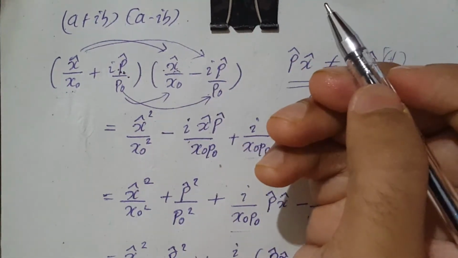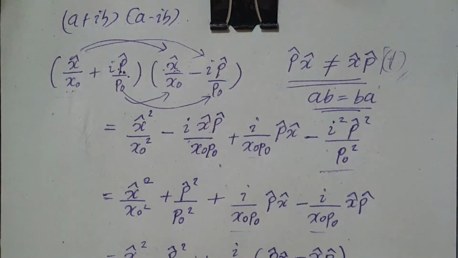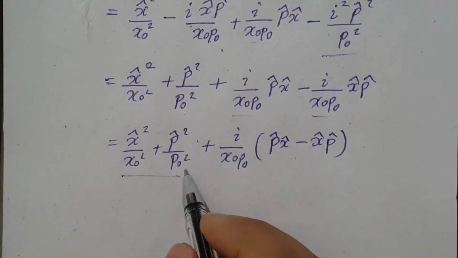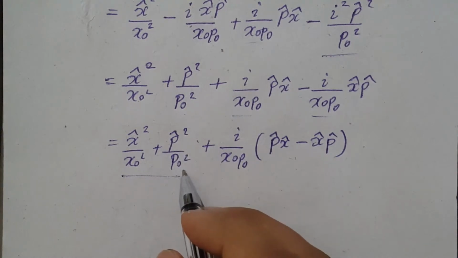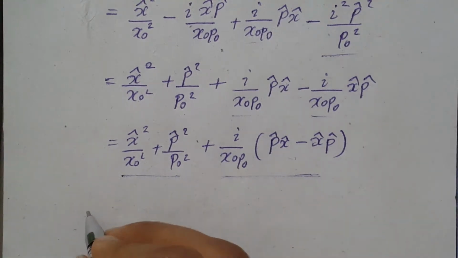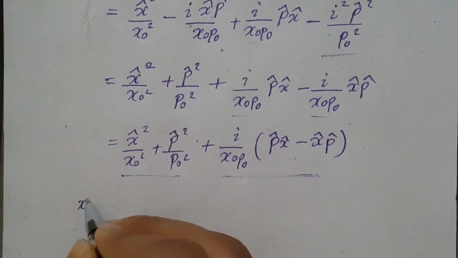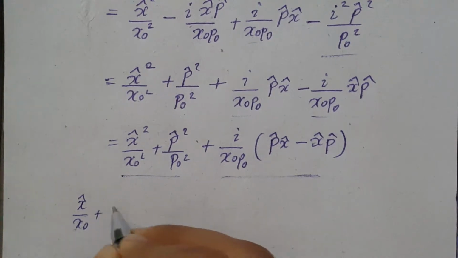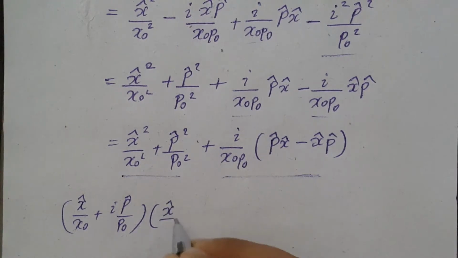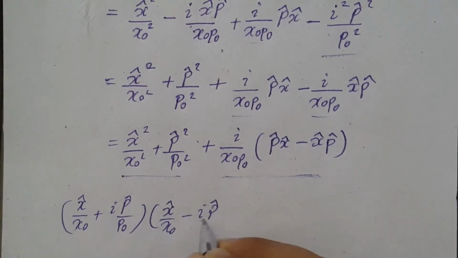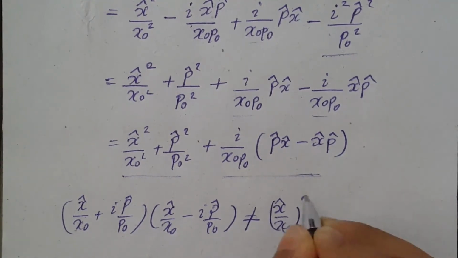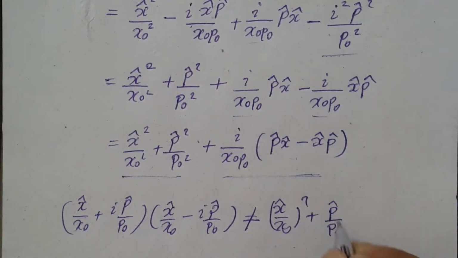Okay, and we were checking whether this will give a squared plus b squared, but see what we have got here. This is not equal to x cap squared by x naught squared plus p cap squared by p naught squared, but there is an extra term, which is this. So we see that x cap by x naught plus i p cap by p naught times x cap by x naught minus i p cap by p naught is not equal to (x cap by x naught) whole squared plus (p cap by p naught) whole squared.